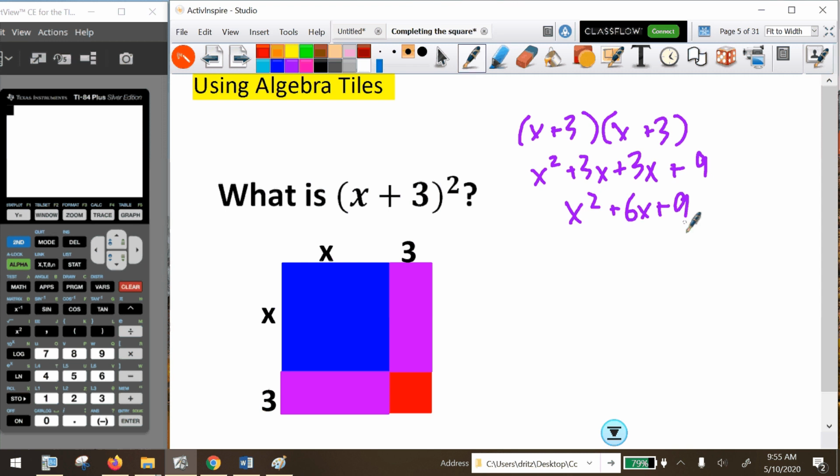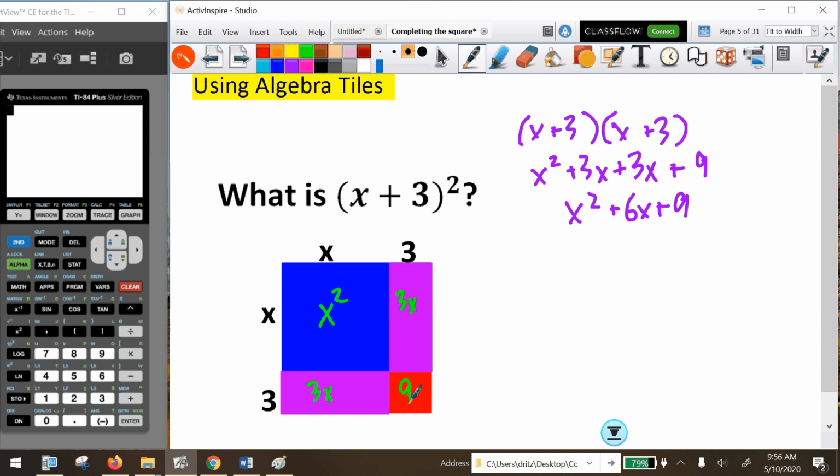But this also really can be modeled geometrically. In this picture here, we have this big blue square with edge length x that represents an x squared. This purple rectangle has short edge 3 and longer edge equal to x. If you find the area of that, 3 times x is 3x. Another one of those identical purple rectangles. And then this little red square down here has a height of 3 and a width of 3. That would be 9.